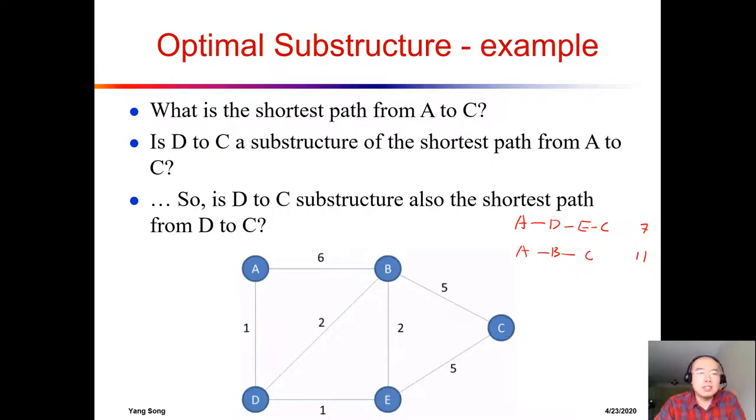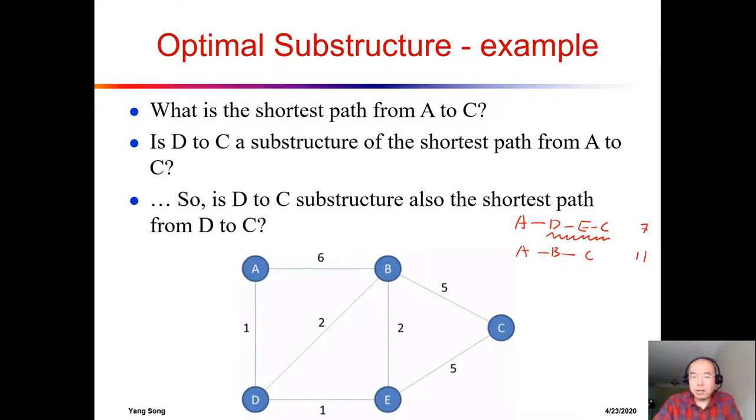And the next question is: is D to C a substructure of the shortest path of A to C? So D to C is here, right? Okay, this means D to C is a substructure of the shortest path from A to C. Since we have the optimal substructure, this means the D-E-C substructure should also be the optimal shortest path from D to C. Is that true? So take a look.